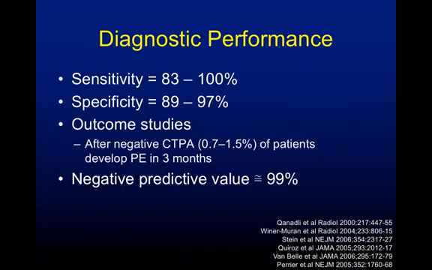The diagnostic performance of CT pulmonary angiography is also very good. Older studies showed a sensitivity and specificity between 83 and 100% and 89 and 97% respectively. But outcome studies are very good. The incidence of pulmonary embolism within 3 months of having a negative CTPA is extremely low, and therefore the negative predictive value of a negative CTPA is extremely high.